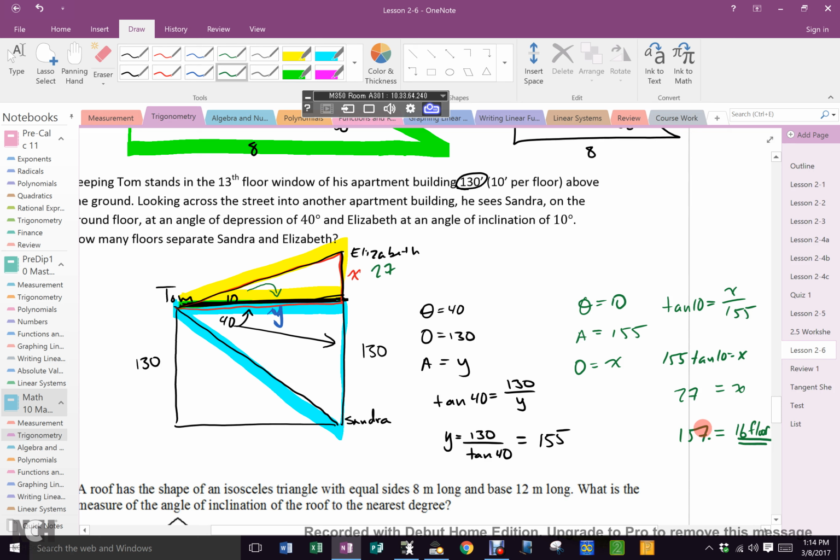If you got 157, do I still give you full marks? You did the trigonometry part right, so you would get 90% on the question, yes? Because the question asks how many floors, right? So do you get your A? Yes. But did you do it perfectly? No. That's where you get the last couple of percent to get 100%. Does everybody understand?